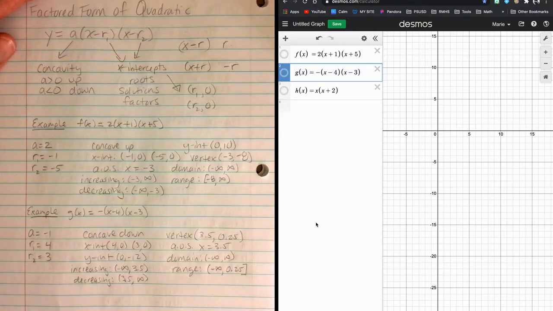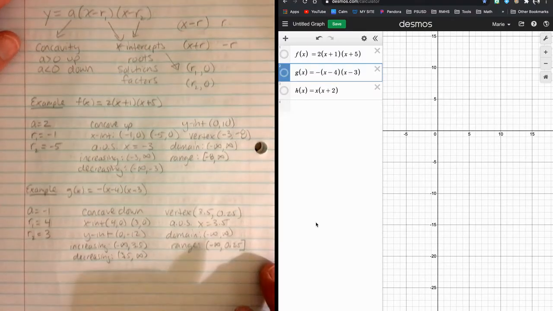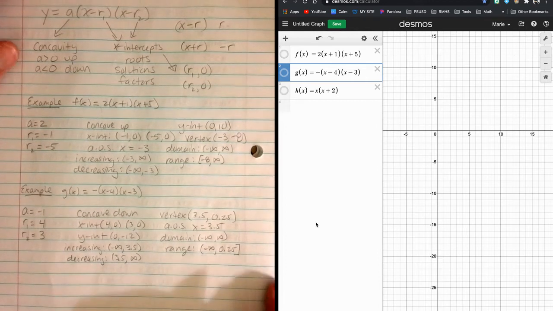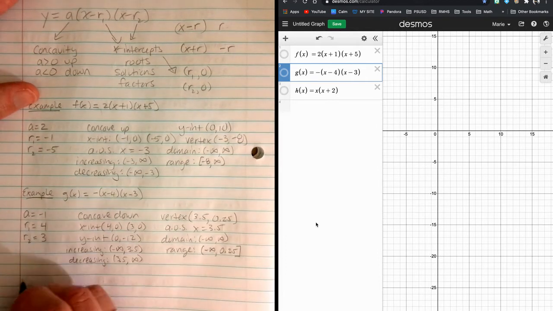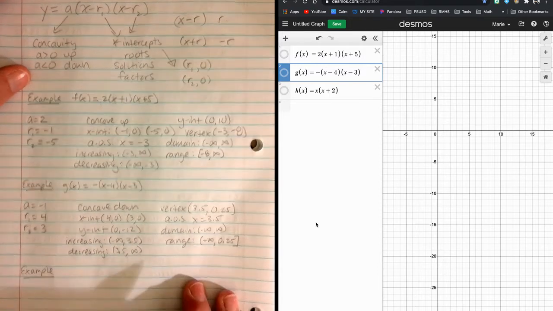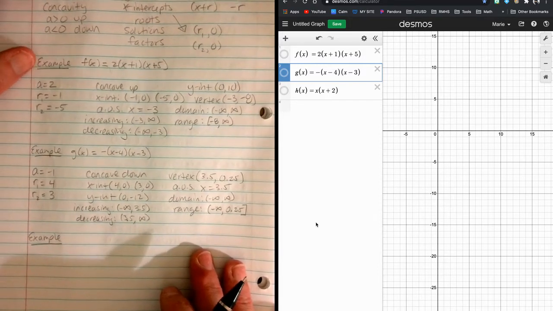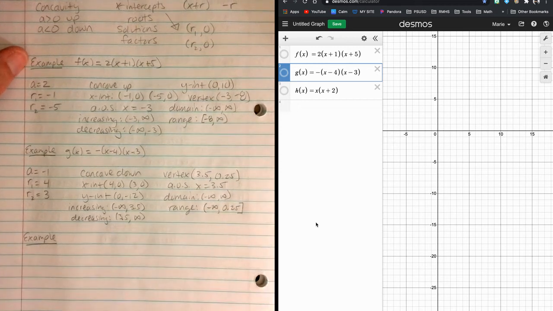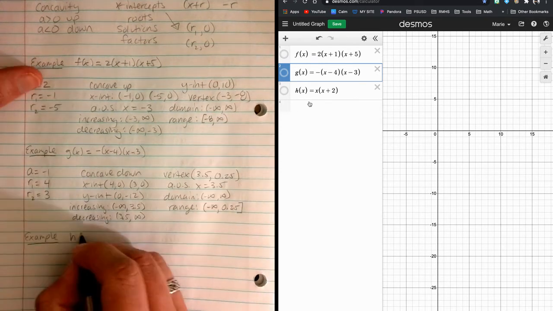In this last example, I want to show you a special case of quadratics in factored form. This sometimes comes up, and because it doesn't look like what we're used to, we can get a little less confident with it. But I'm going to show you how to handle this. So let's look at h of x.